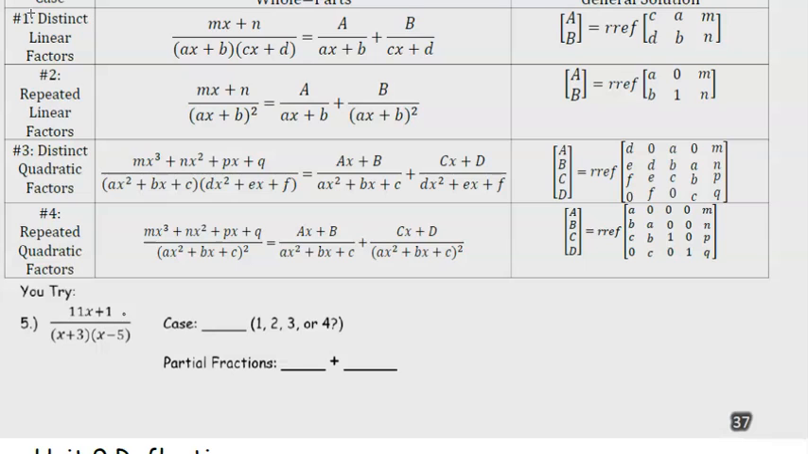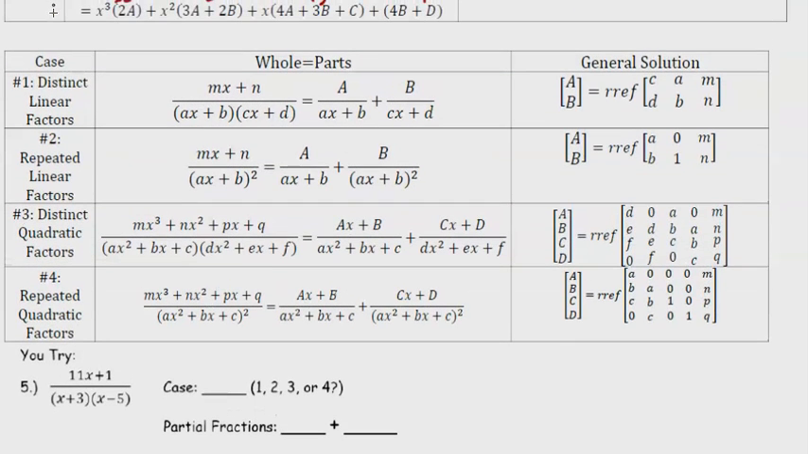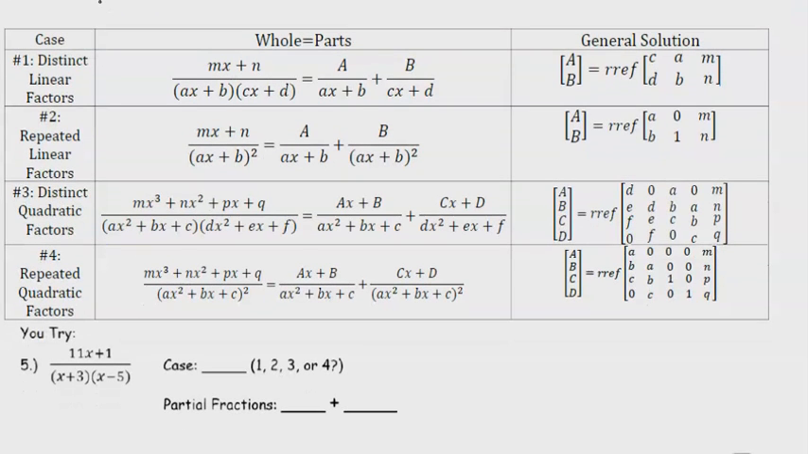Go ahead and pause the video, try to do this one on your own. We have 11x plus 1 all over x plus 3 times x minus 5. Which case is this? 1, 2, 3, or 4? So go ahead and work on this one.